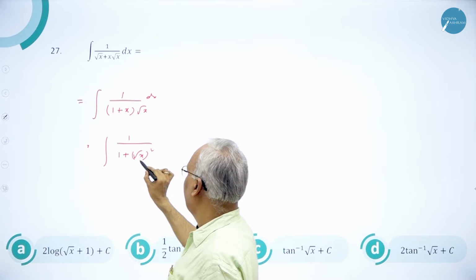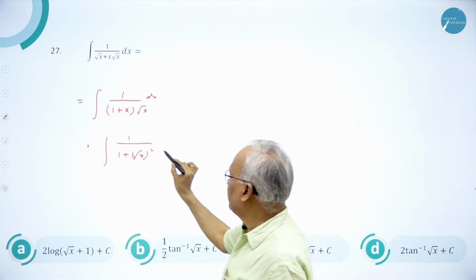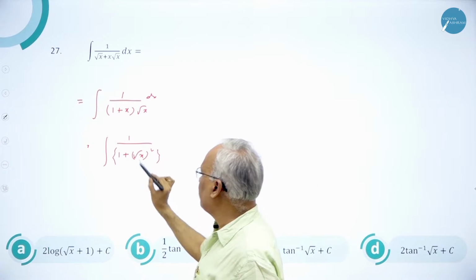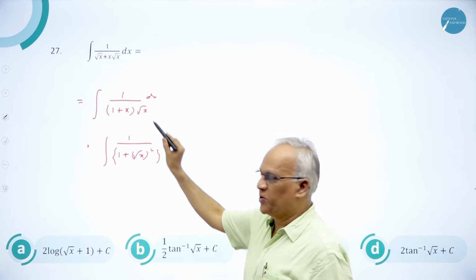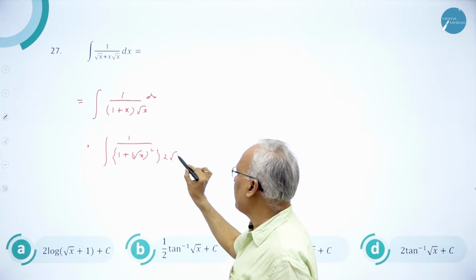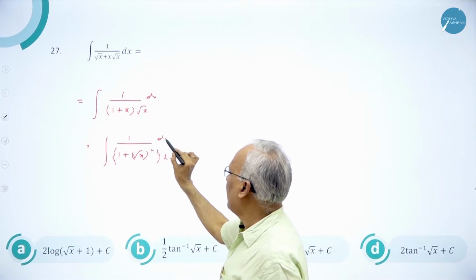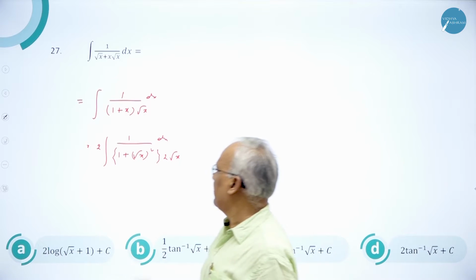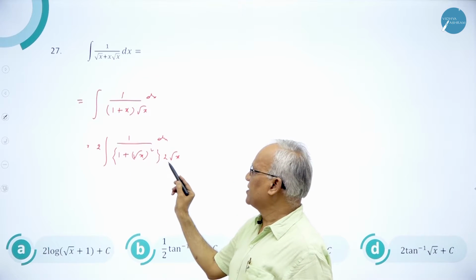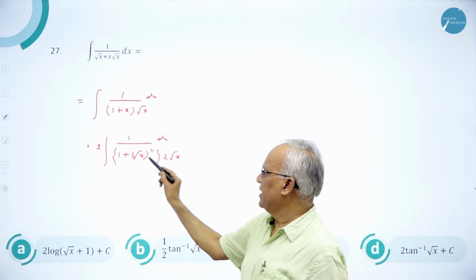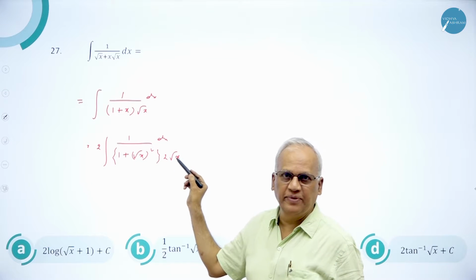This is a very important adjustment. Tell me, what is the derivative of root x? 1 over 2 root x. So I just multiply by 2 and compensate by dividing by 2. So this 2 cancels. Now if you take this as t, this 1 over 2 root x dx becomes dt.